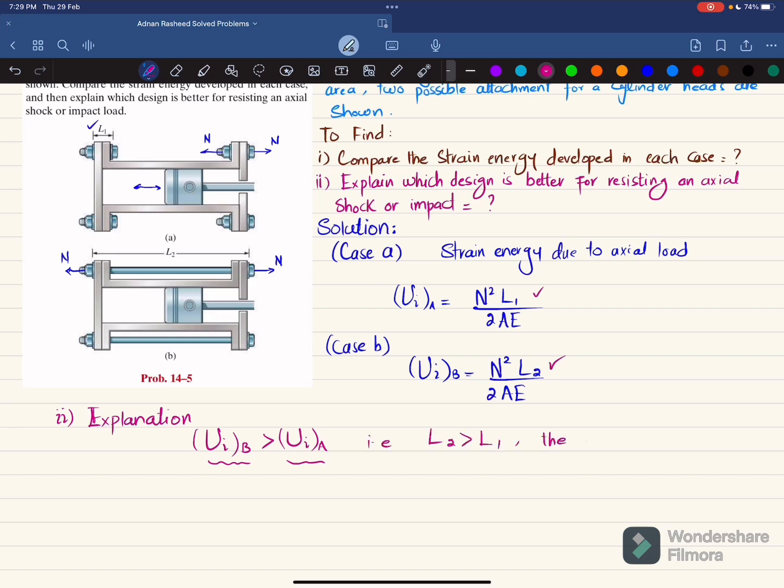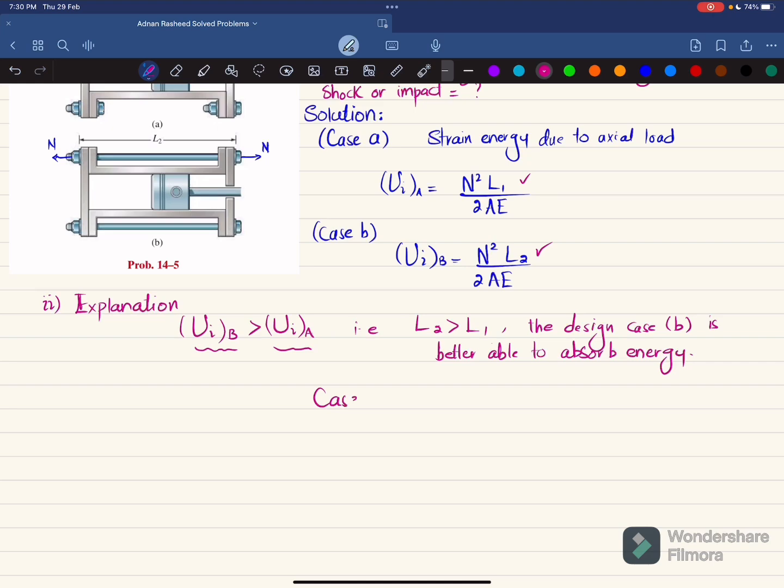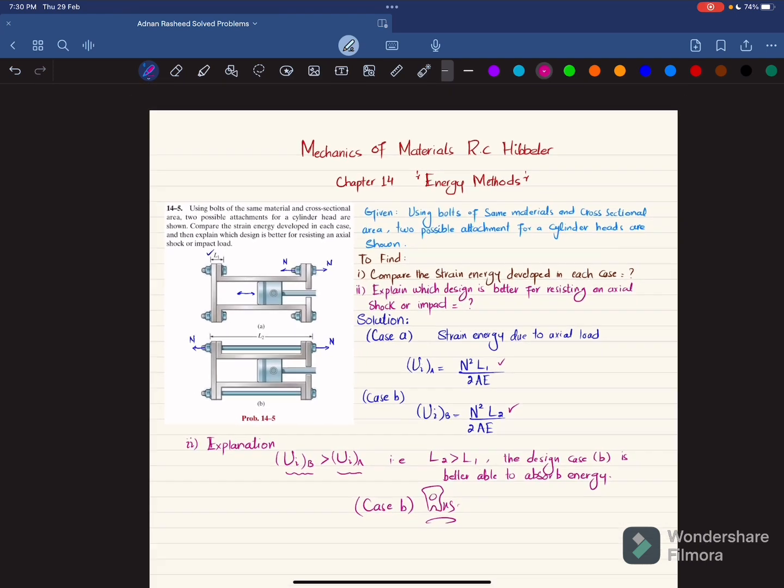So the design in case B is better, able to absorb more energy. So our answer is that case B is the better choice. And this was all about this problem 14-5.